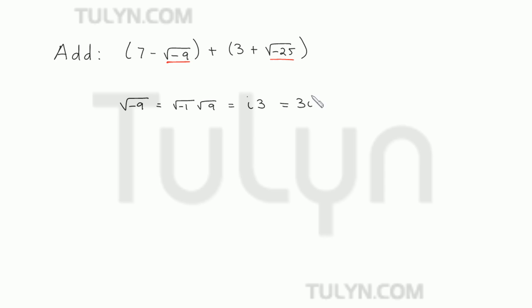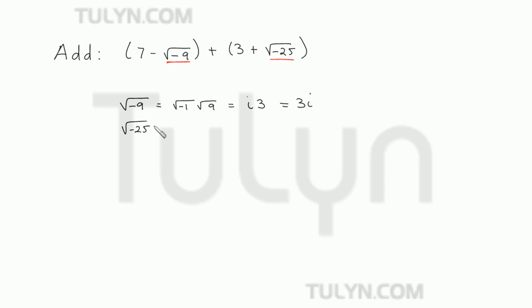Add 7 minus the square root of negative 9 plus 3 plus the square root of negative 25. So the first thing we want to do is simplify the square root of negative 9 and the square root of negative 25. The square root of negative 9, we can split up as the square root of negative 1 times the square root of 9. The square root of negative 1 is i, and the square root of 9 is 3. So this is the same thing as 3i.